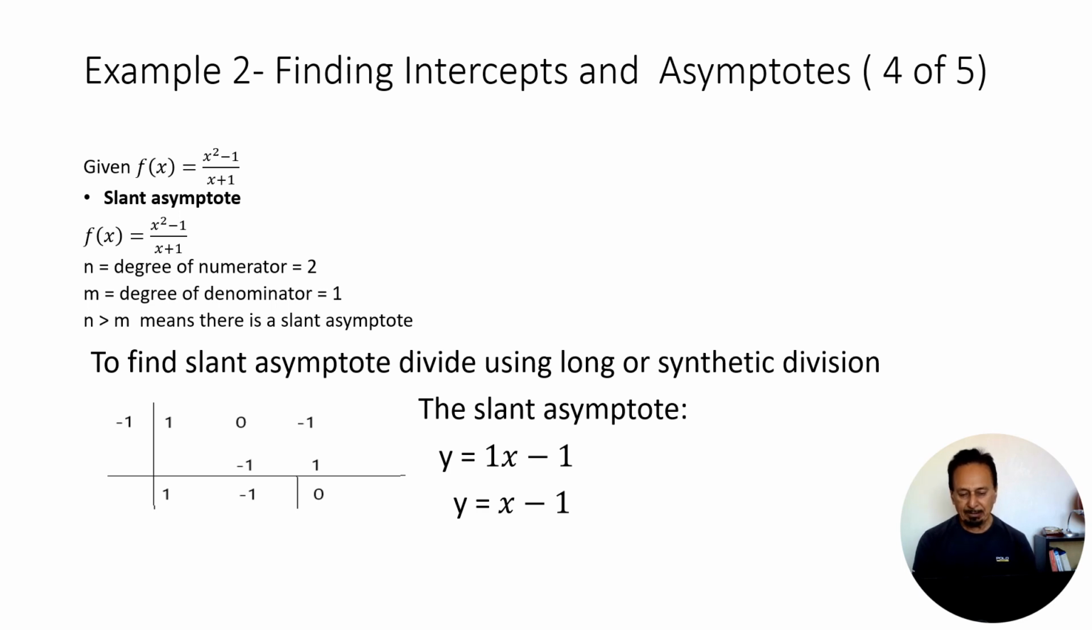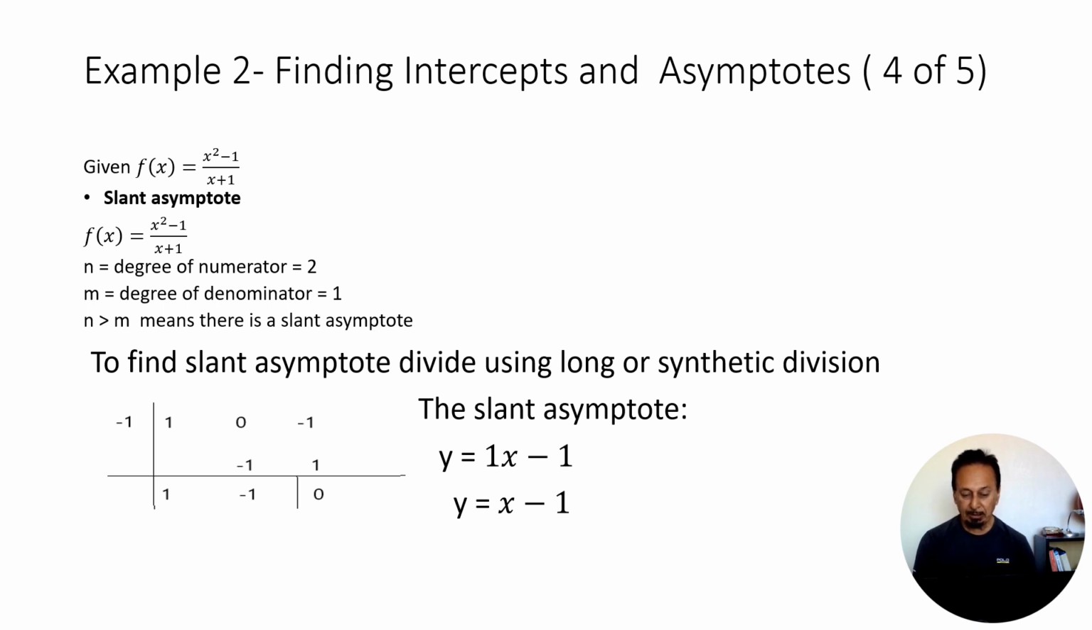So let's try to find the slant asymptote. Let's check the degree of the numerator, which is 2, and the degree of the denominator, which is 1. So here n is bigger than m by how much? n is bigger than m by 1. So the theory says that there is a slant asymptote. Now the next thing, how do you find the slant asymptote? Well, to find the slant asymptote, you divide the numerator by the denominator.